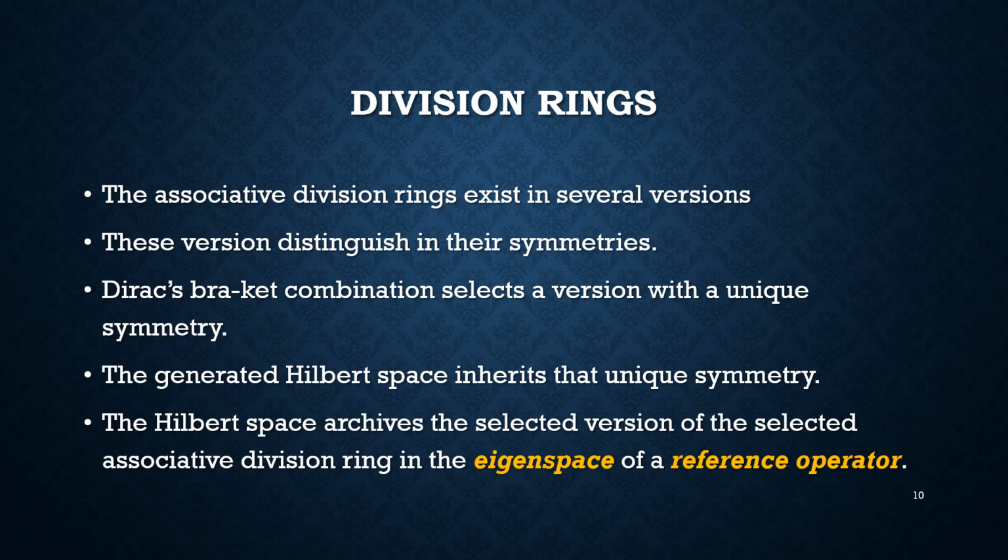The associative division rings exist in several versions. These versions distinguish in their symmetries. Dirac's bracket combination selects a version with a unique symmetry. The generated Hilbert space inherits that unique symmetry. The Hilbert space archives the selected version of the selected associative division ring in the eigenspace of a reference operator.